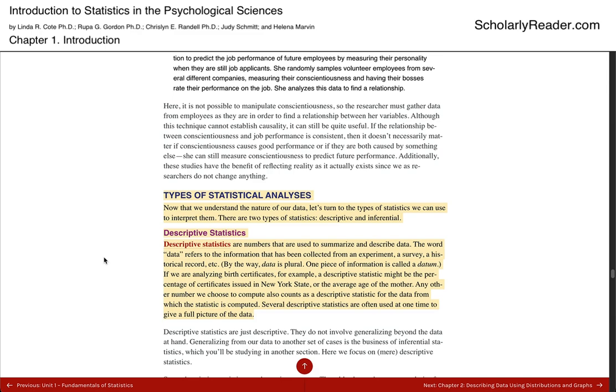If we are analyzing birth certificates, for example, a descriptive statistic might be the percentage of certificates issued in New York State or the average age of the mother. Any other number we choose to compute also counts as a descriptive statistic for the data from which the statistic is computed. Several descriptive statistics are often used at one time to give a full picture of the data.